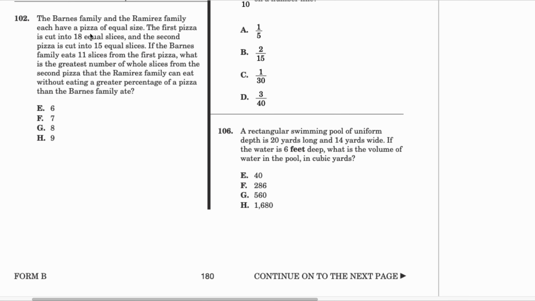So 102, the Barnes family and the Ramirez family each have a pizza of equal size. The first pizza is cut into 18 equal slices, and the second is cut into 15 equal slices. Okay, so we have Barnes. Now Barnes's pizza is cut into 18 equal slices, and then Ramirez's pizza is cut into 15 equal slices. Now the Barnes family eats 11 slices from the first pizza.